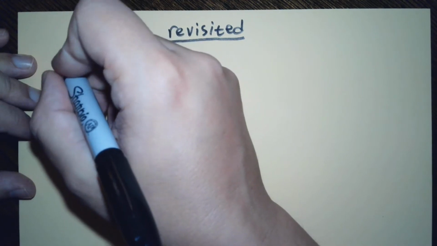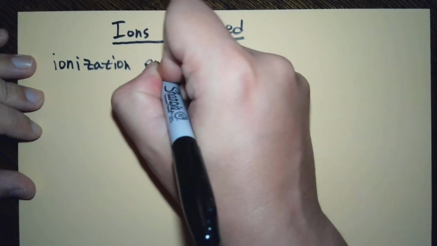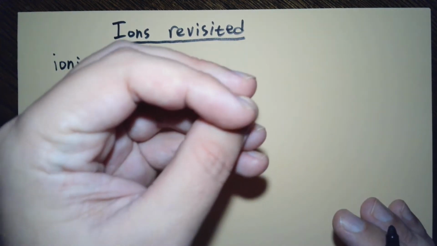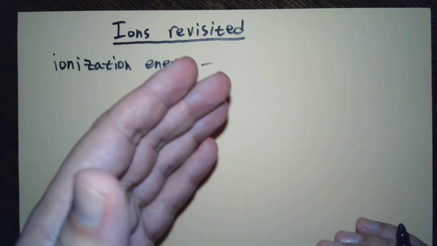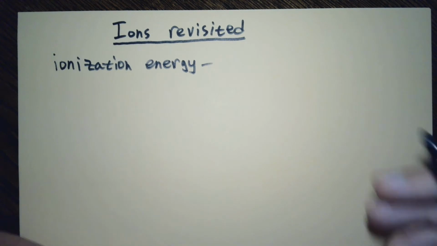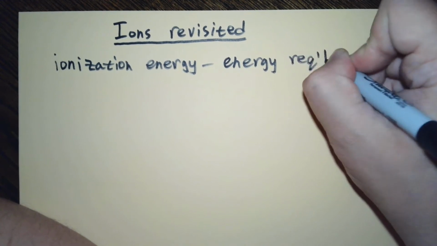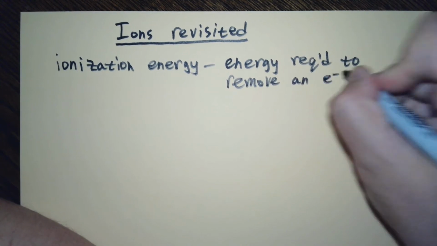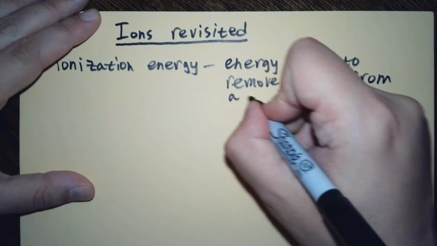So another trend on the periodic table is ionization energy. What this is essentially is how much energy do I have to use to pull an electron off an atom? How hard is it to pluck one electron away from an atom? Well, the answer is going to depend on what type of atom it is, what element it is. And so this is the energy required to remove an electron, or at least separate it from an atom.